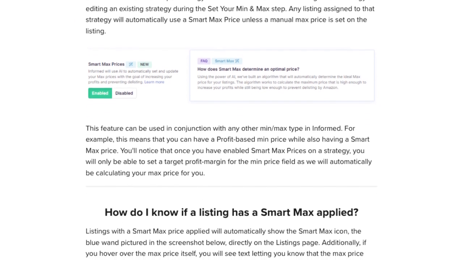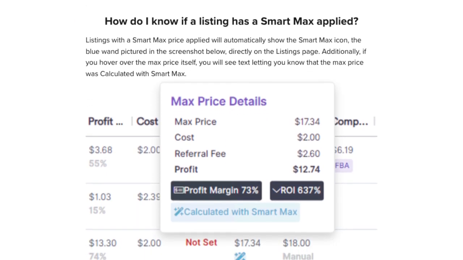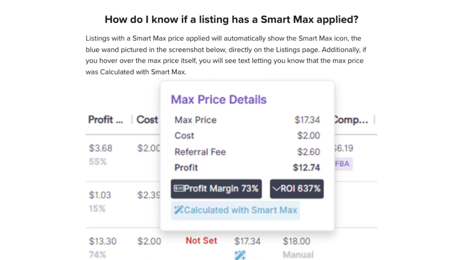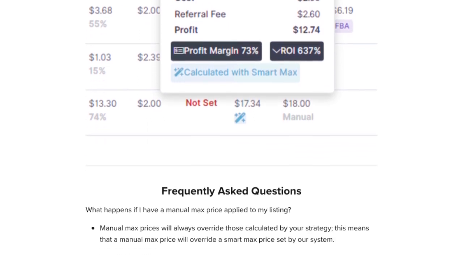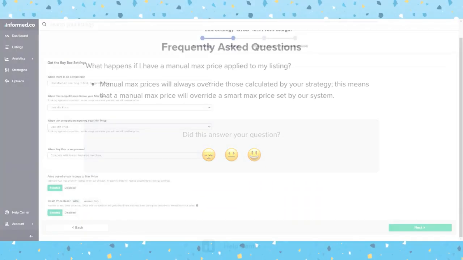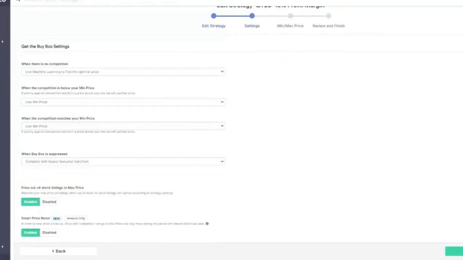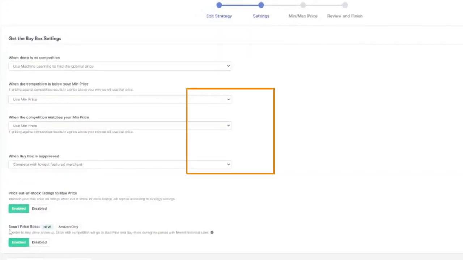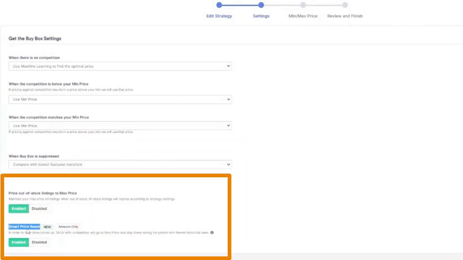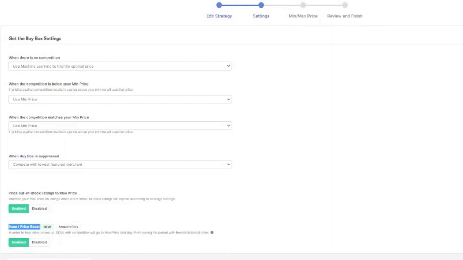All right, so I apologize for the technical difficulties, but it looks like the screen sharing should work momentarily, which will take you inside what our strategy looks like. Perfect. So these are the settings that are within the Get the Buy Box algorithm. And so the setting that I want to highlight is the smart price reset. So with this enabled, maximize the profit that you can get on that listing.